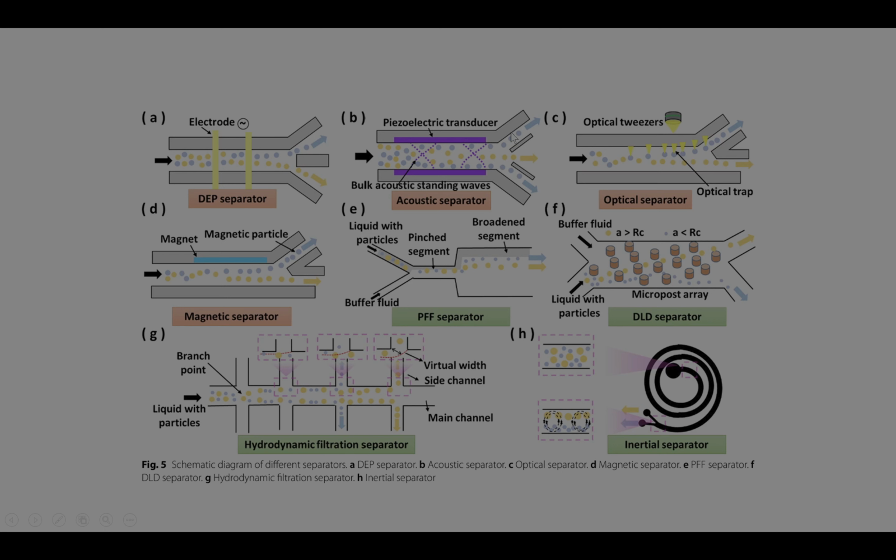At a particular frequency it will generate the channel flow, and that's how we can separate the material, liquid. Another one is the optical separator, where we are using the optical tweezer. That tweezer will act as a trap and take one of the fluids along with it, and the other will flow continuously in one direction.